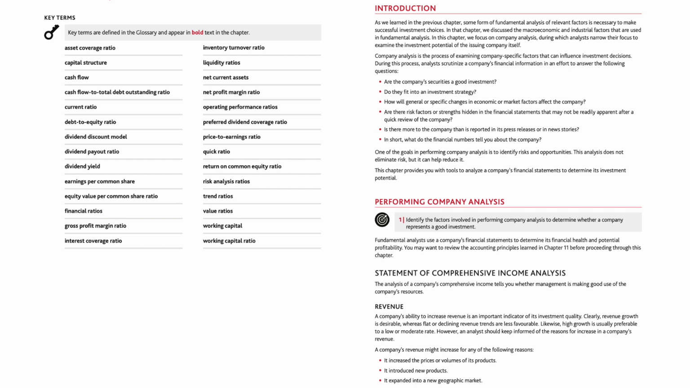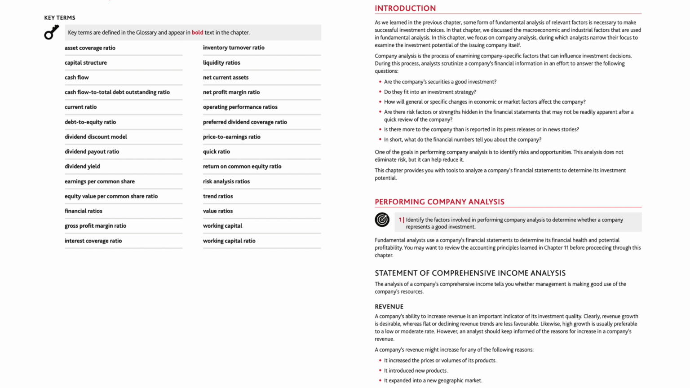One of the goals in performing company analysis is to identify risks and opportunities. This analysis does not eliminate risk, but it can help reduce it. This chapter provides you with tools to analyze a company's financial statements to determine its investment potential. Performing company analysis. Fundamental analysts use a company's financial statements to determine its financial health and potential profitability. You may want to review the accounting principles learned in Chapter 11 before proceeding through this chapter.